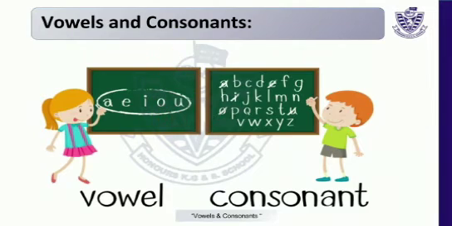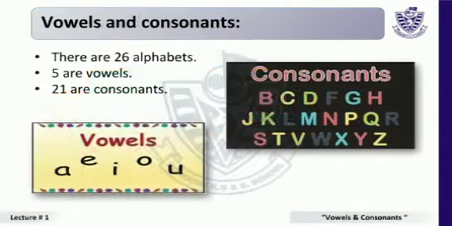Vowels and consonants. We know that there are 26 alphabets, in which 5 are vowels and 21 are consonants. A, E, I, O, U are vowels. These are vowels and remaining alphabets are consonants.